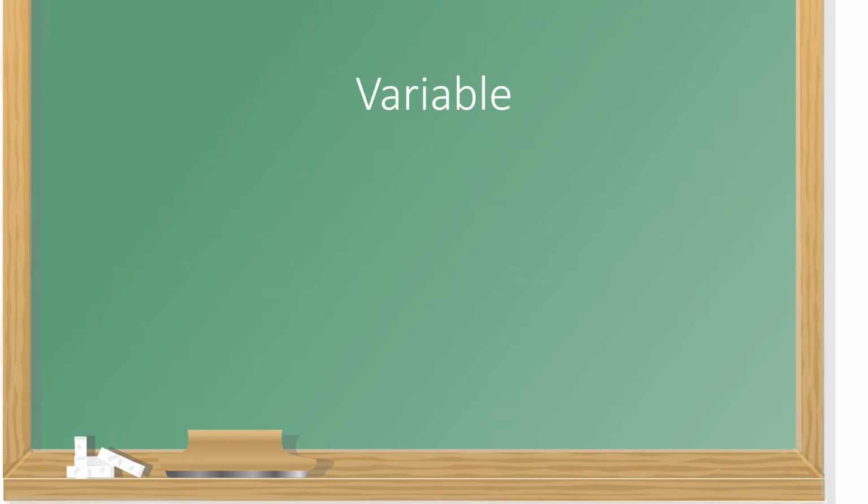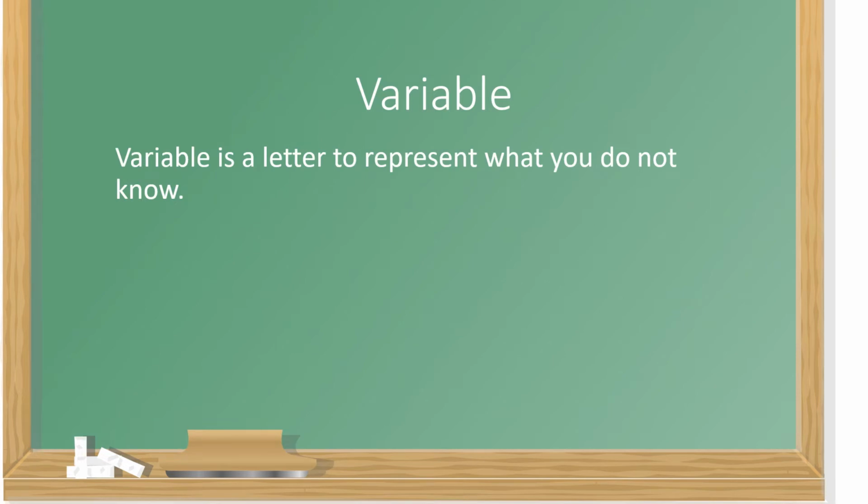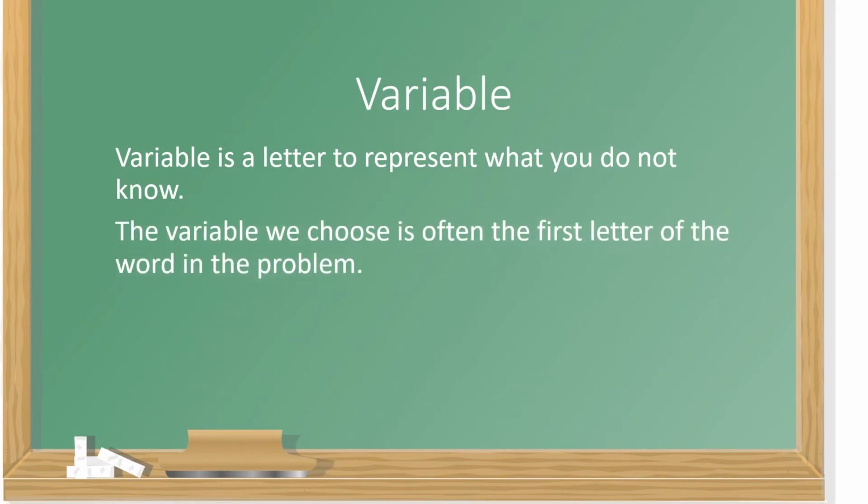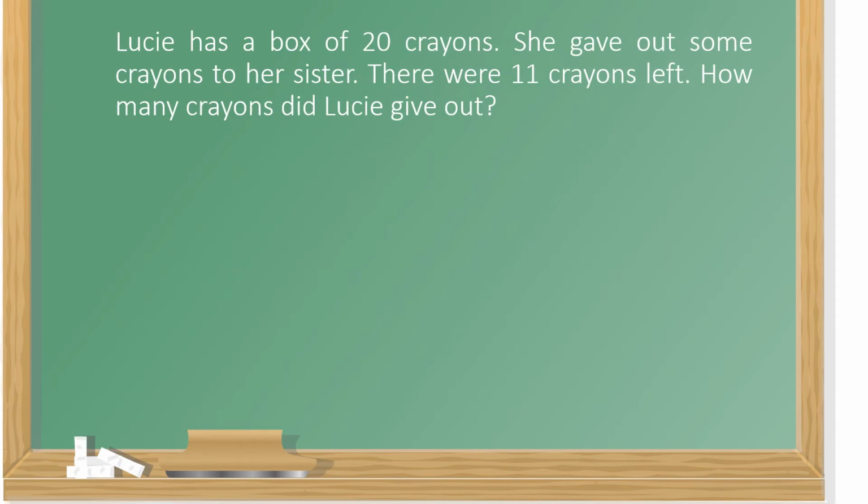First of all, you need to understand what is a variable. A variable is a letter to represent what you do not know, or in other terms, it is a letter to represent what you want to find out. The variable that we choose is often the first letter of the word in a problem. Let us see how.